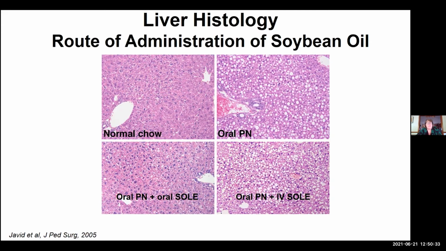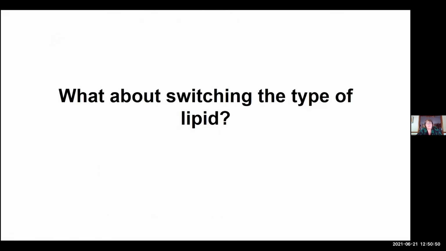When we gave the mice the PN with oral soybean oil, it was normal histology. PN with no fat had a fatty liver. And when we gave it with IV soybean oil lipid emulsion, it made a bad situation worse. So we knew there was something with the soybean oil when we gave it IV. So what about switching to a different type of lipid?